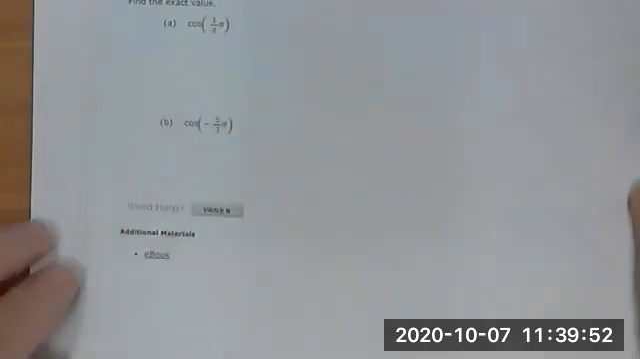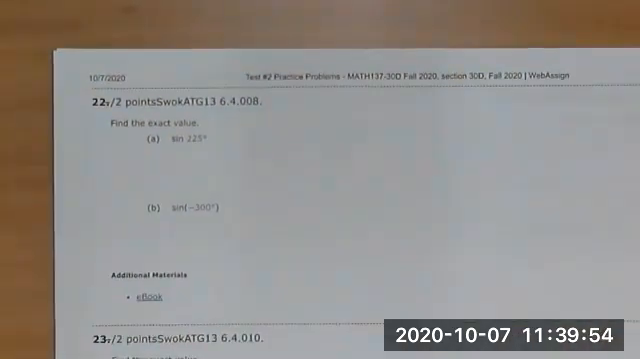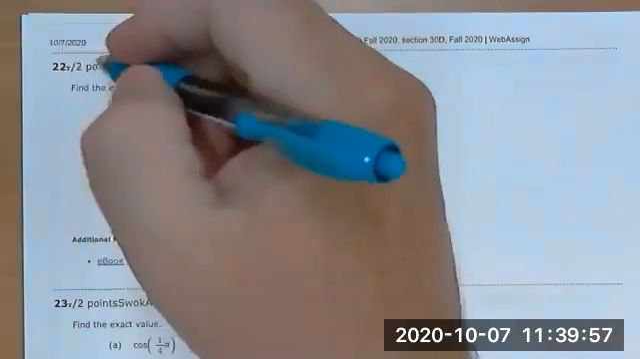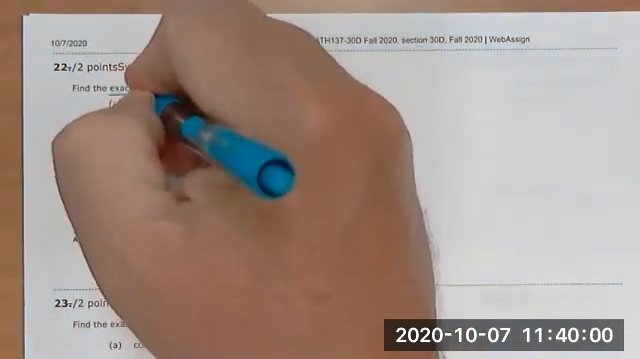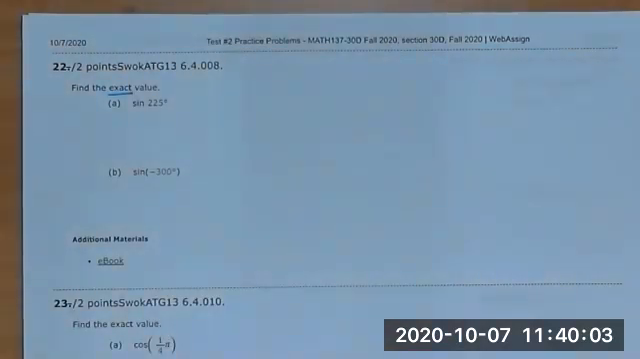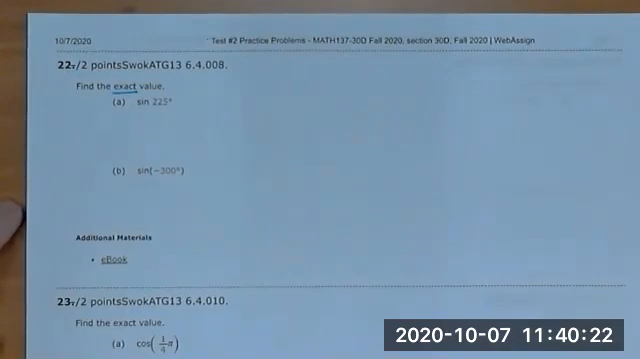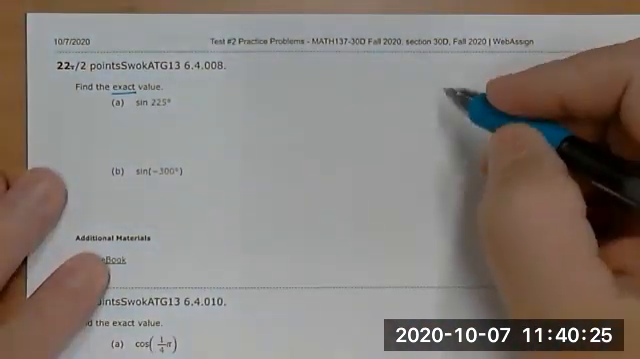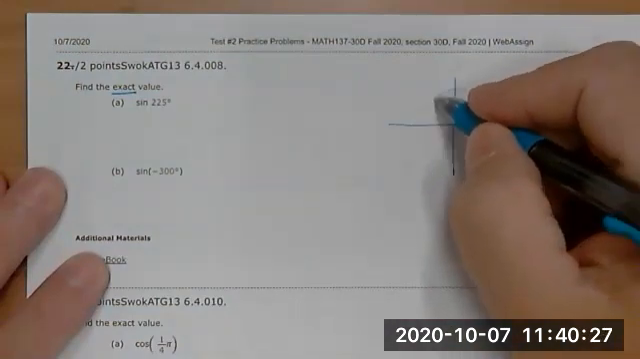All right, next one, 22. Some more of these. So once again, I didn't say this last time, but when they say find the exact value, that means you're not going to grab your calculator and punch in 225 degrees and hit your sine key. That would be incorrect. Exact value means use your unit circle. There's a chance you might have some square roots in your answer. It should not be a decimal answer. So let's go find 225 on the unit circle.